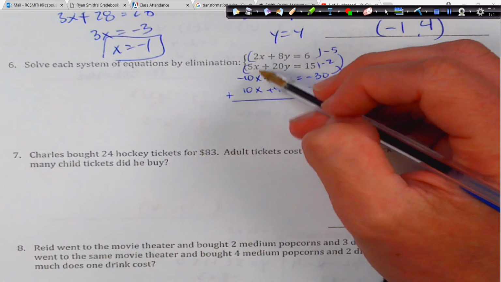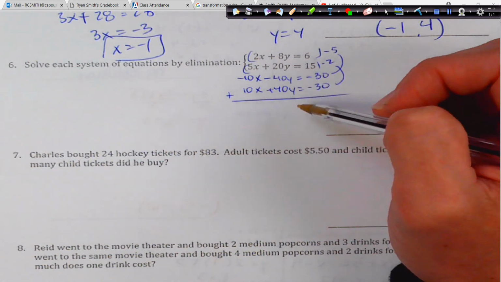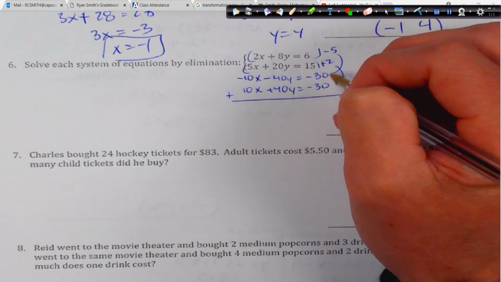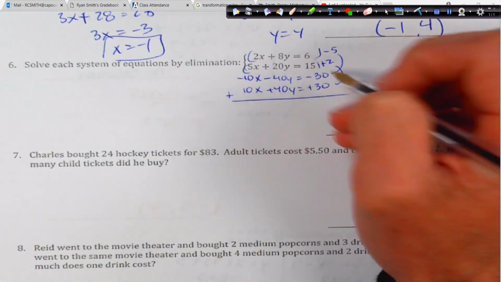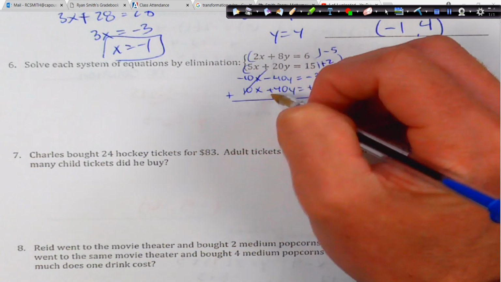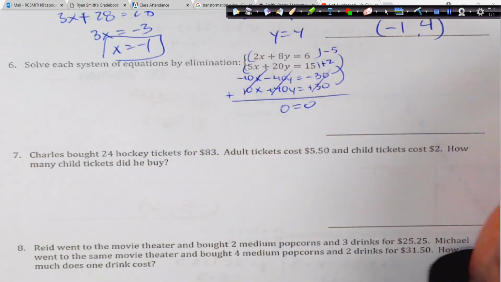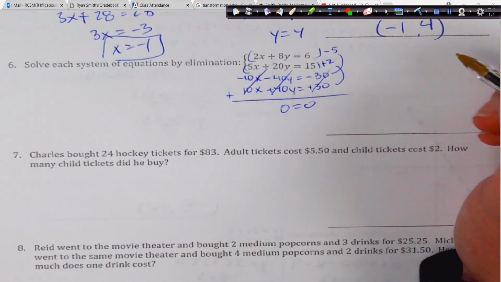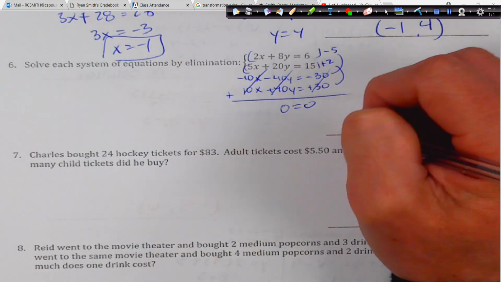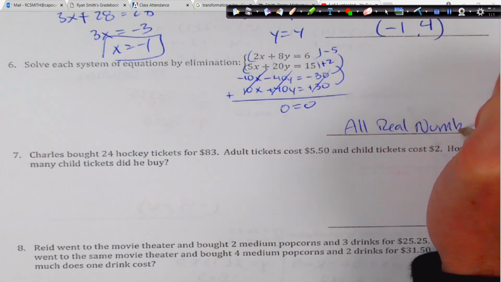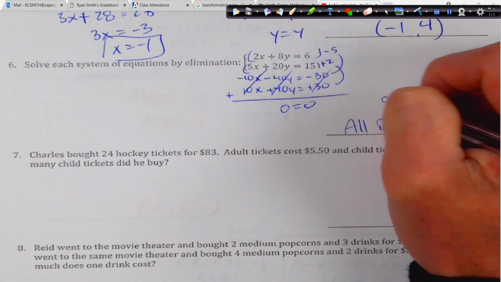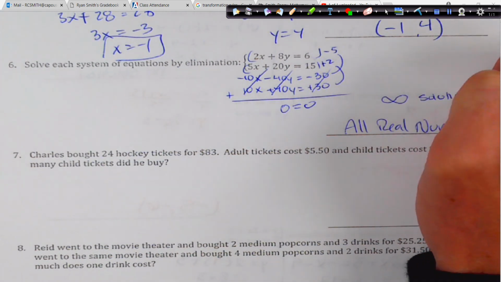going to get negative 10. Oh, this is supposed to be a positive 2, so that's positive, and that's positive. Yeah, there we go. That's positive 2, sorry. So that cancels, and that cancels, so we get 0 equals 0. So basically, anything I plug in is going to work, so it's actually all real numbers. Or we can say infinite solutions. There's an infinite amount of solutions that will work for this.